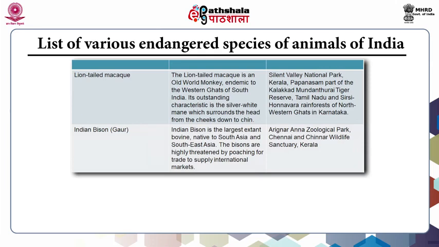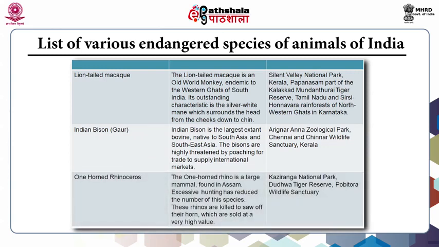Then the Indian bison, also called gaur. The Indian bison is the largest extant bovine native to South Asia and Southeast Asia. The bison are highly threatened by poaching for trade to supply international markets. This animal is found in Tamil Nadu and Kerala. This animal is found in Arignar Anna Zoological Park, Chennai and Chinnar Wildlife Sanctuary, Kerala.